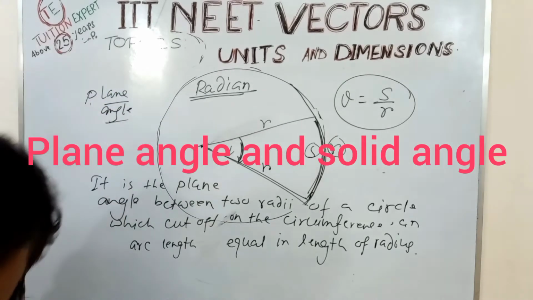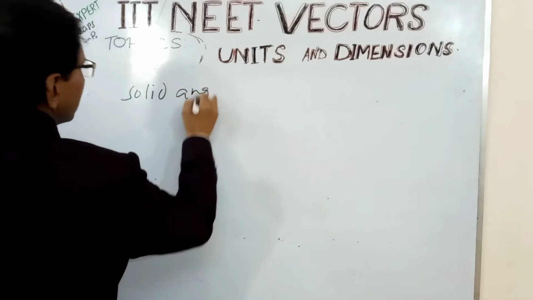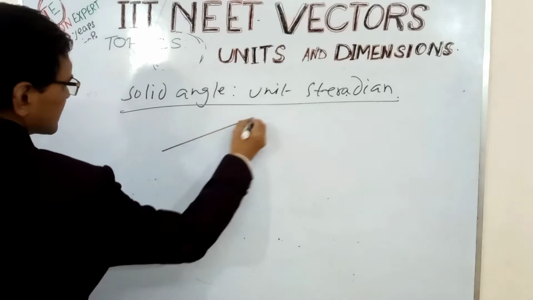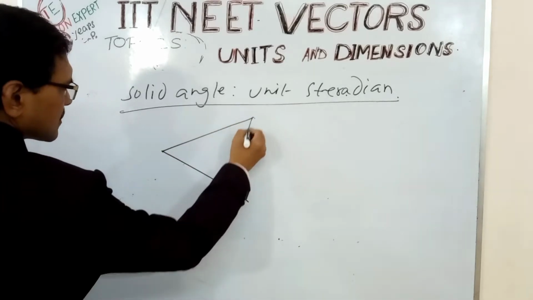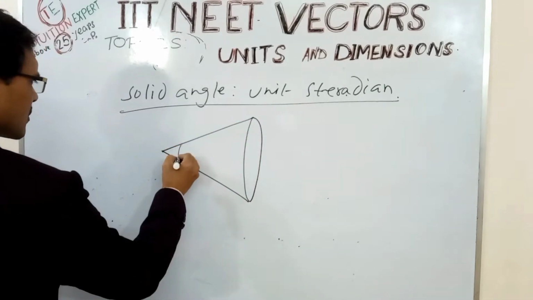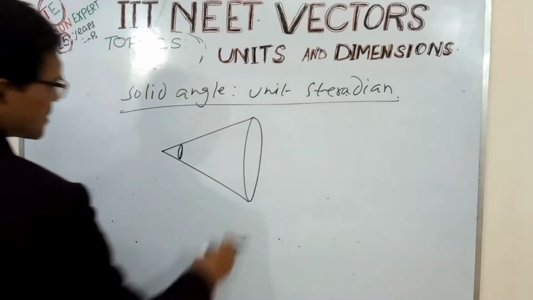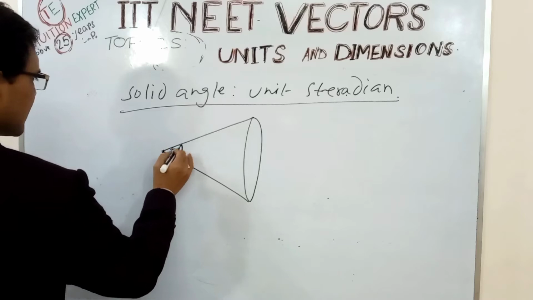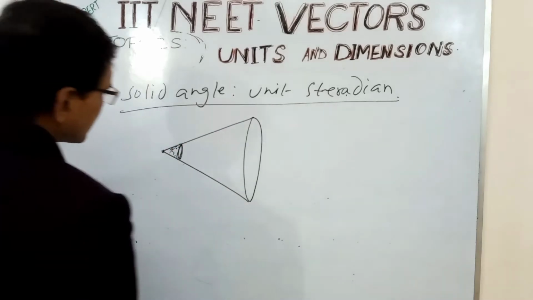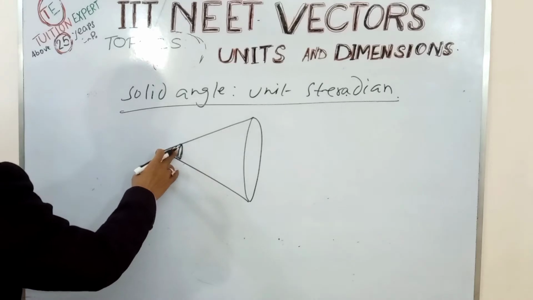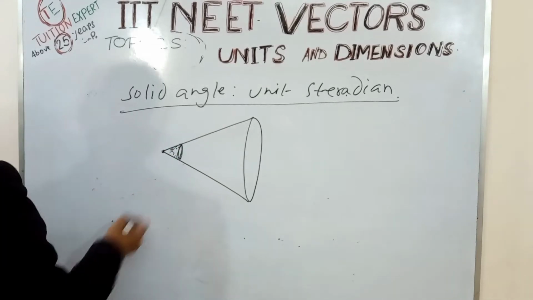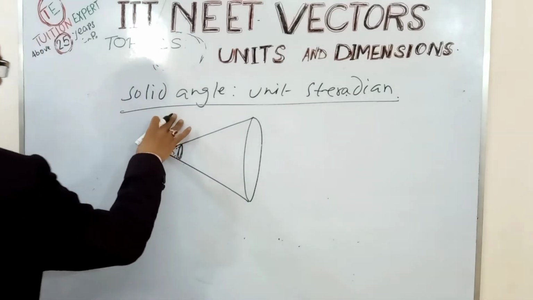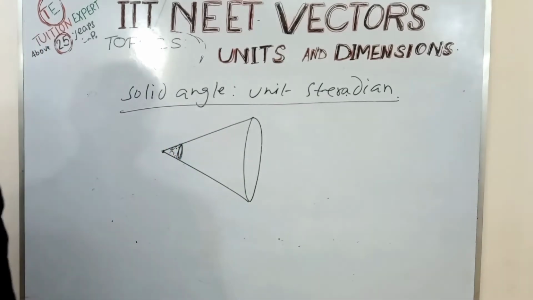Now, what is solid angle? Its unit is the steradian. This is a three-dimensional figure. Suppose this is a cone and this is the vertex. That angle is not an area. The solid angle is not an area or a volume, and also not a plane angle. It is a three-dimensional figure, so we cannot assign the solid angle an area or volume.